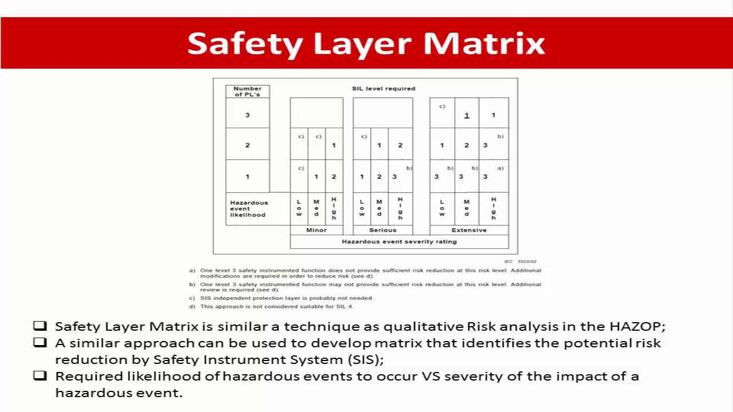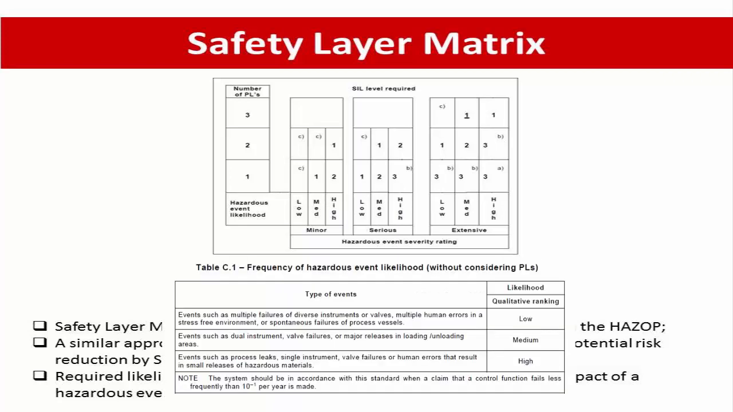What is the meaning of the hazard event likelihood? This is an example of hazard event likelihood from the IEC standard. It can be classified into 3 levels: low, medium, and high. Low means an event such as the multiple failure of diverse instruments or multiple human errors in a stress-free environment, or spontaneous failure of a process vessel. The likelihood is very low.